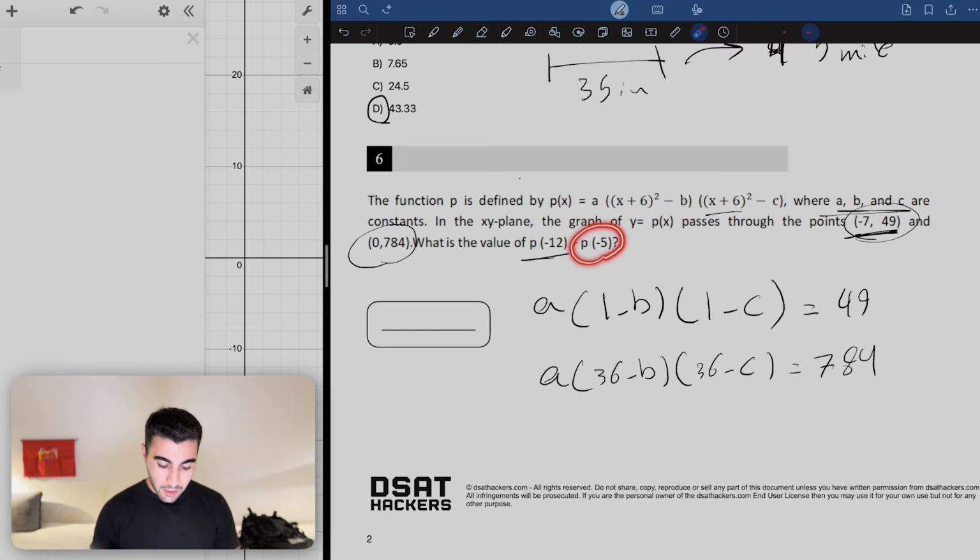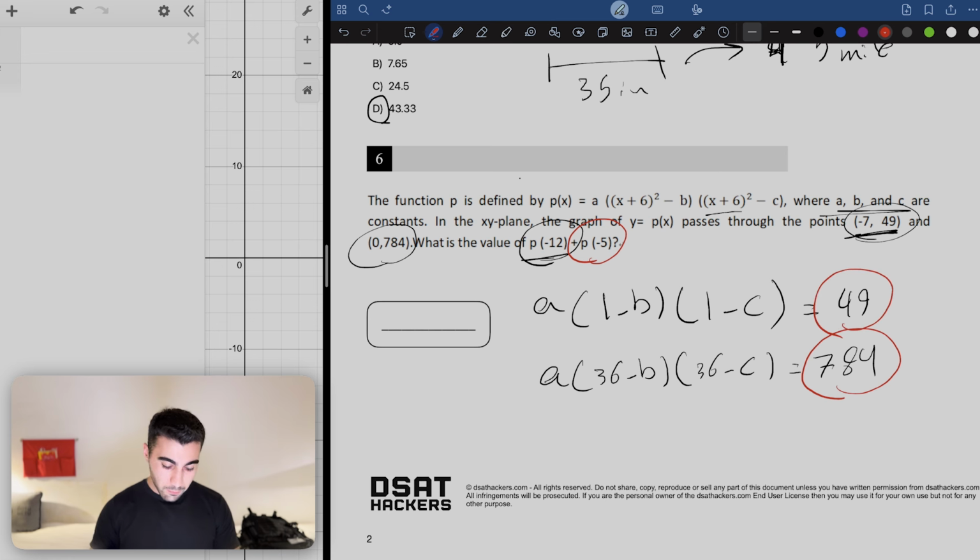And p of negative 5, if I plug negative 5 here, it's going to give us negative 5 plus 6, which is 1. 1 squared is 1. So it's going to be a times 1 minus b times 1 minus c. And this thing is the same as this thing, right? So actually these points have the same values as these. So what we are looking for is that p of negative 12 is actually equal to 784 and p of negative 5 is actually equal to 49.